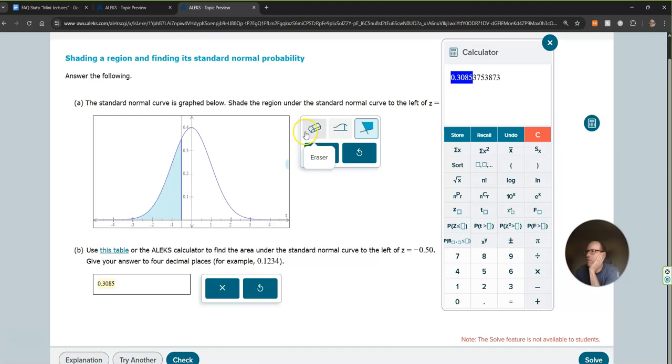Now, what if the question had asked to the right, because the button on the calculator only gives less than or equal to? We would still use the less than or equal to button to get the portion to the left, but here's where we would then subtract that from 1, and that would give us the portion to the right. So in this case, for example, we would take 1 minus this. That would be the white portion here. That would be everything to the right of negative 0.5.